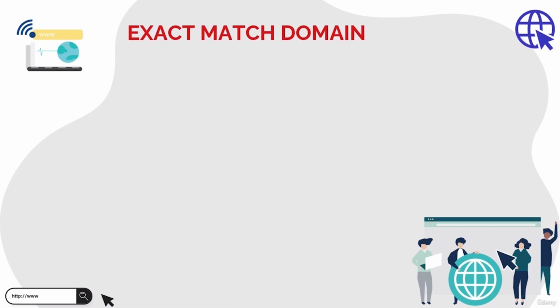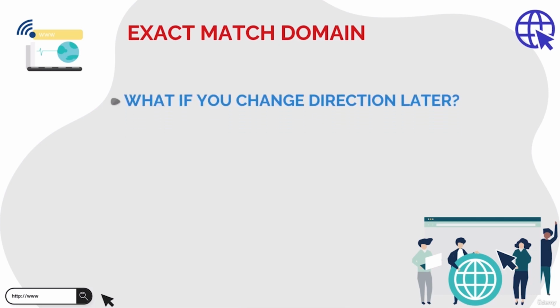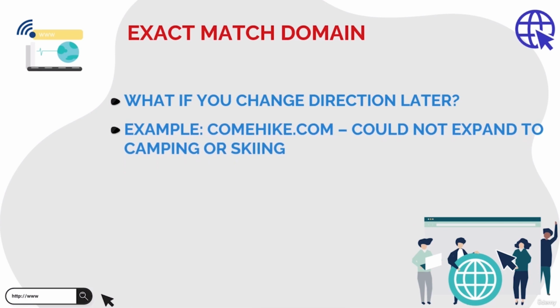The question is, is it worthwhile? It still makes a difference, but it also has some problems, because if you need to change direction later, then your exact match domain will restrict your brand flexibility. Because that same exact example, comehike.com, if I wanted to expand into camping or skiing, it would be hard because the name hike is right there in the domain.